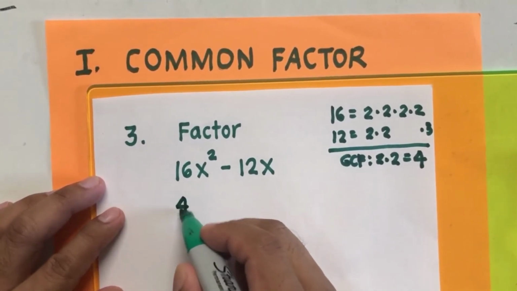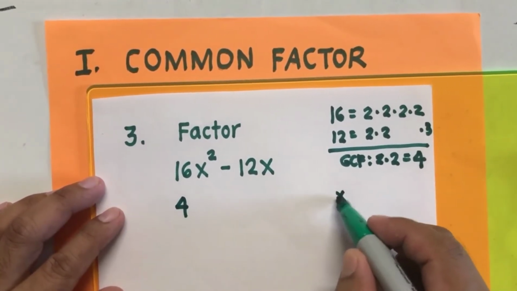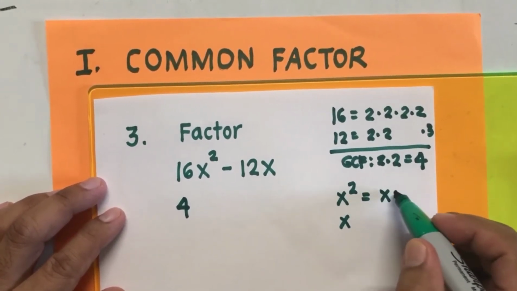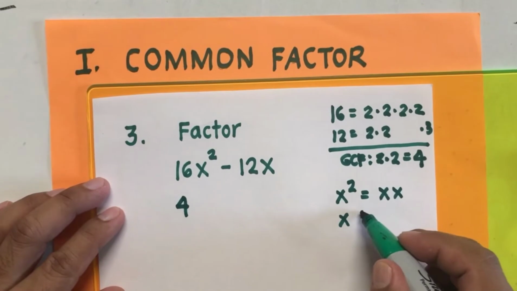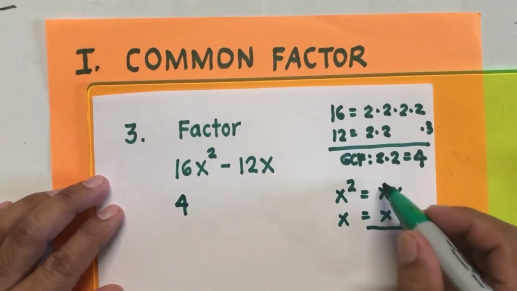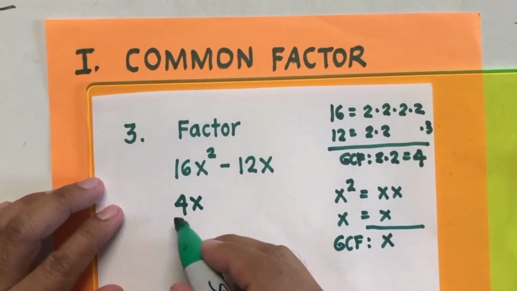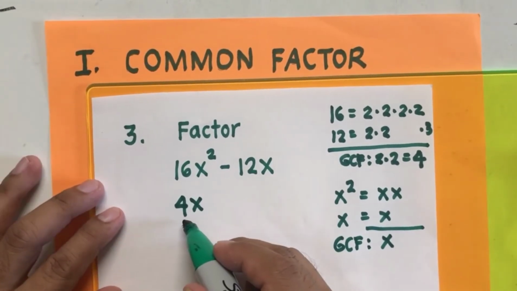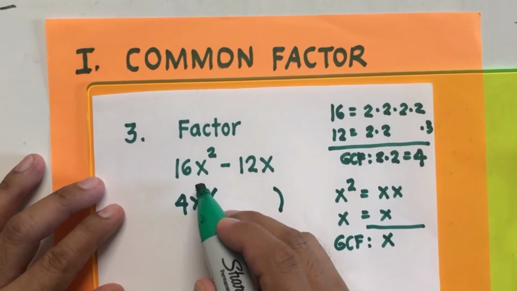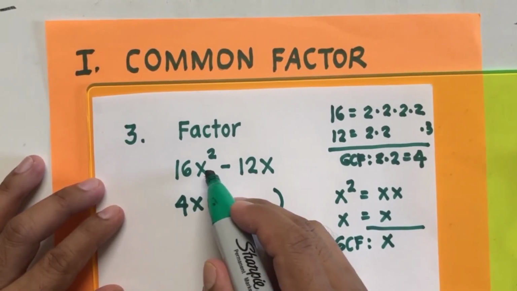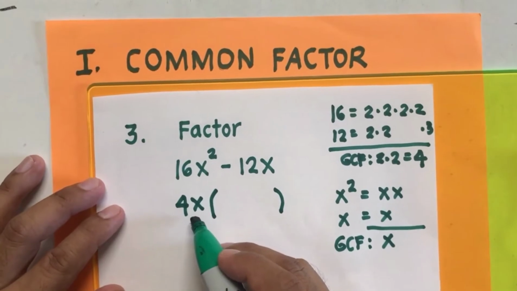So let's write here the 4. Then you have x squared and x. X squared is x times x, and x is 1x. Then the greatest common factor would be x. So your greatest common factor now, therefore, is 4x. The next step is to divide each term of the given expression by the greatest common factor, 4x.